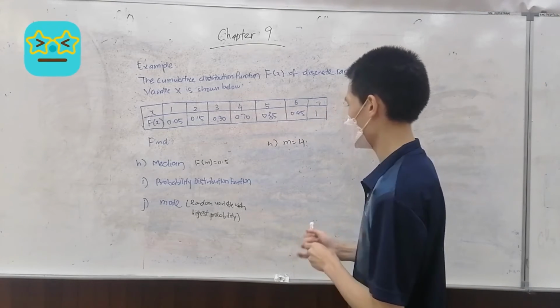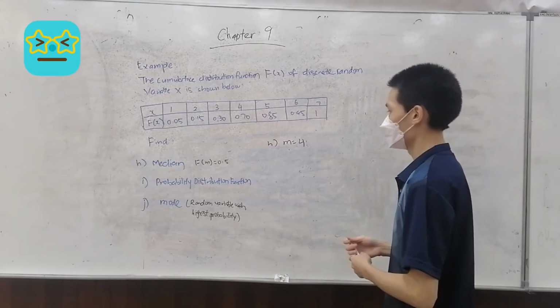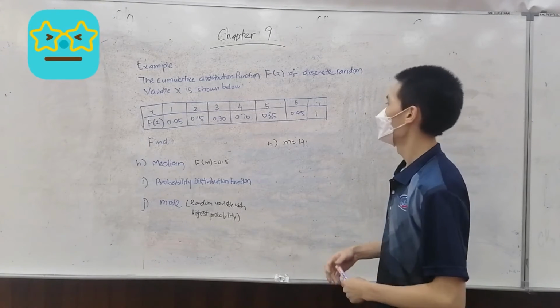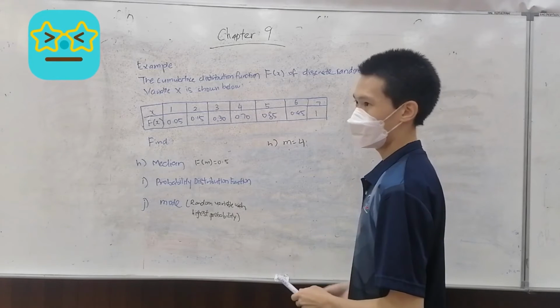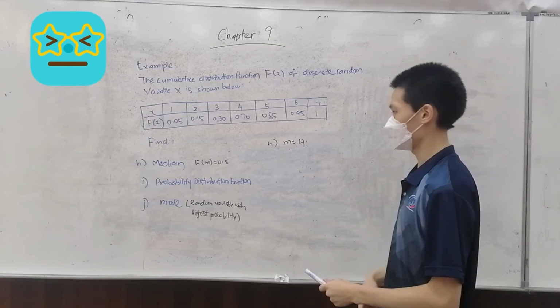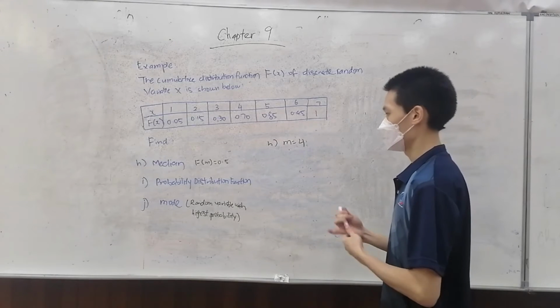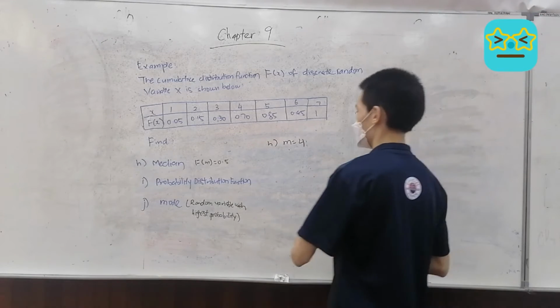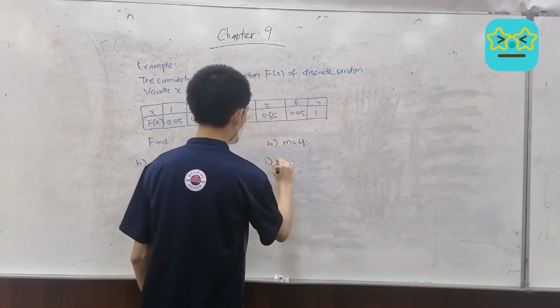And next, he wants us to outline the probability distribution function, which is small f(x). First of all, we have to find the probability distribution function table, and then we just create the probability distribution function. So we draw a table.